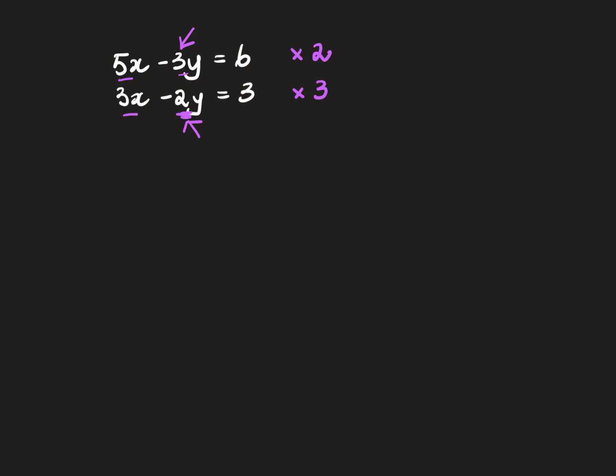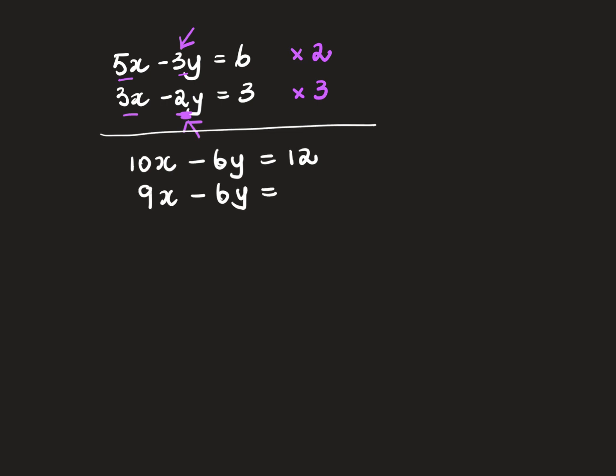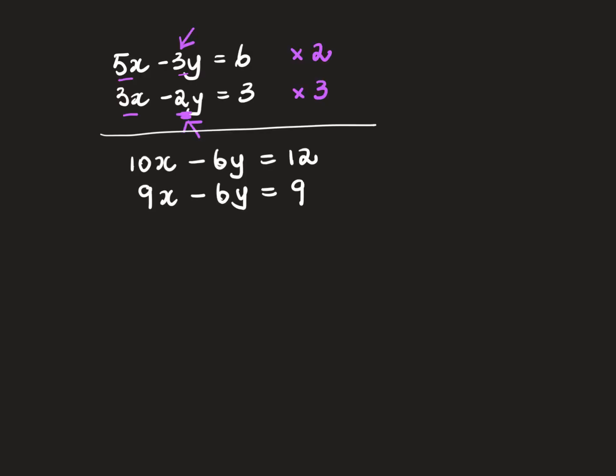So let's write these equations out again, multiplied. I'm doubling the first one, and I'm tripling the second one. 3 3s are 9. Now, we have to be careful that we're not tripped up with our negatives here. Now, I want to have negative 6y.